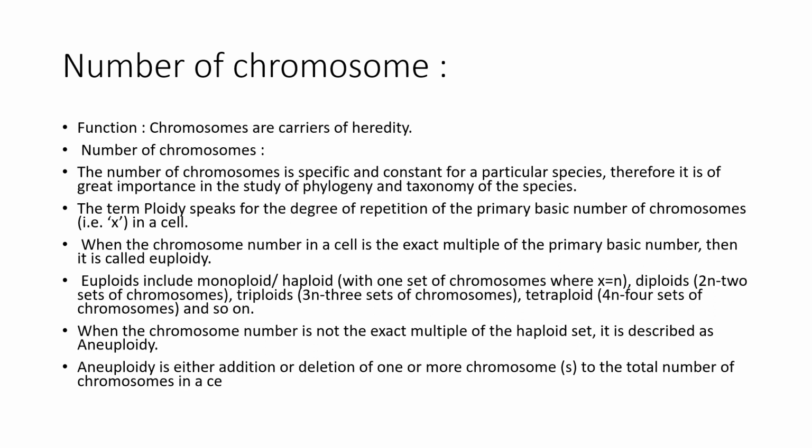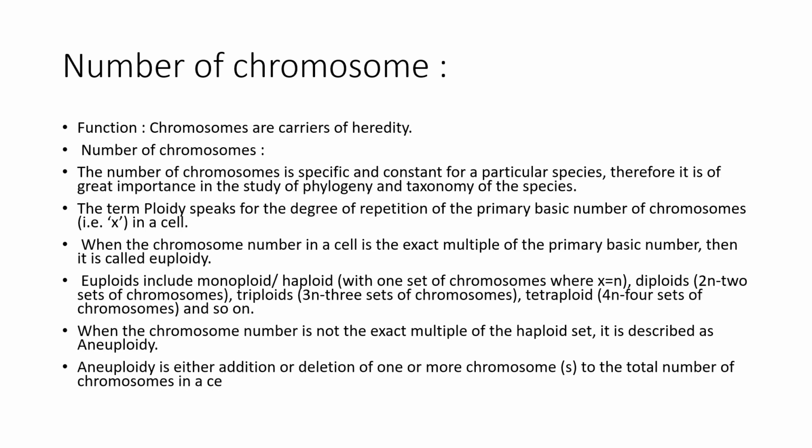Now, the term ploidy. Ploidy means what? It is the degree of repetition of the primary basic number of chromosomes, that is x, in the cell, which is called ploidy. When the chromosome number in a cell is an exact multiple of the primary basic number, it is called euploidy. Euploids include monoploid, meaning single, and haploid with one set of chromosomes, where x is equal to n. Diploid, where x is equal to 2. So x is equal to n is monoploid, meaning single. Diploid means 2. Triploid means 3 sets of chromosomes. Tetraploid means 4 sets of chromosomes, and so on.